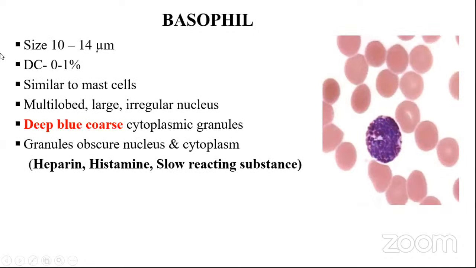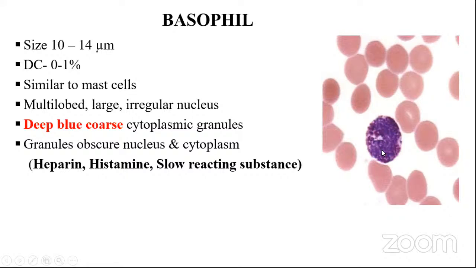Okay, coming to the basophil, you can see it has an S-shaped nucleus. Differential count 0.4 or 0 to 1%, size 10 to 14 micrometers, similar to the mast cells. It is multi-lobed, it looks S-shaped. And it has got deep blue coarse granules which will override the nucleus. So you can see the deep blue, very coarse granules which are overlying the nucleus.